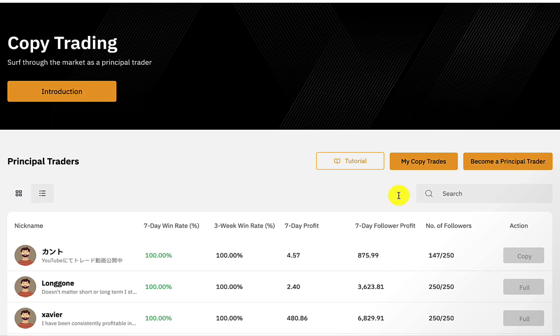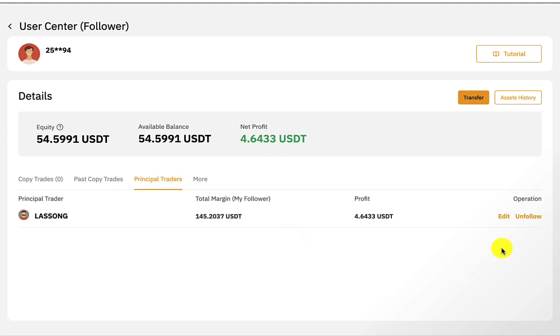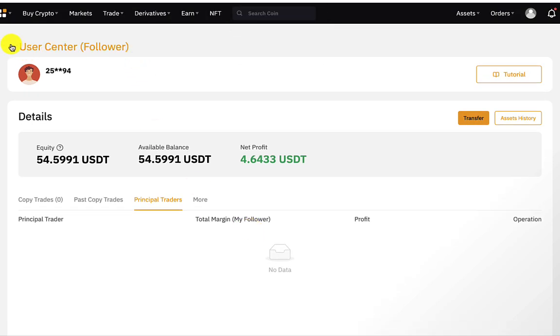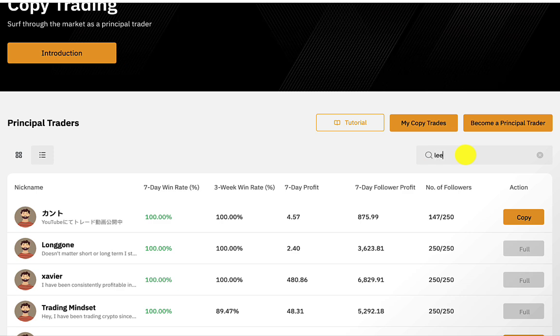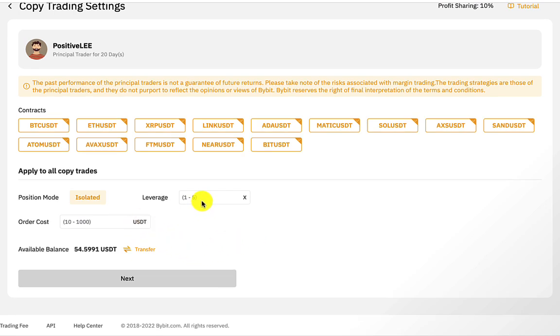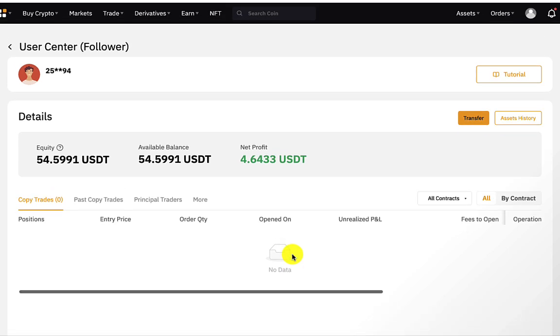Okay, so to unfollow somebody, go to my copy trades, go to principal traders and unfollow, okay, confirm, and then I want to try out a guy called Positive Lee. There he is. So copy, going to keep that as it is, so 5x leverage, and I'm going to use the available balance, which is 54.5991. Okay, copy. Okay, so now I've swapped over to Positive Lee.